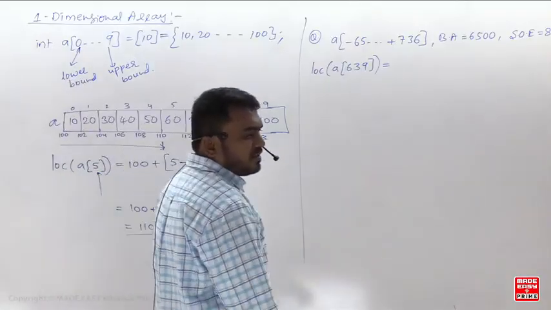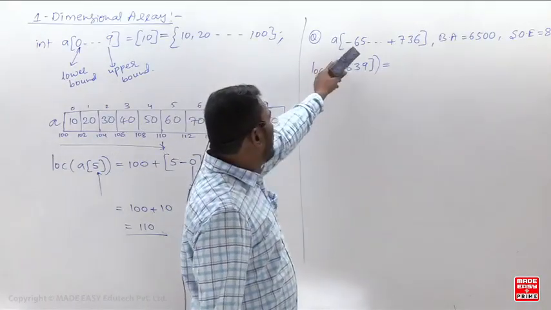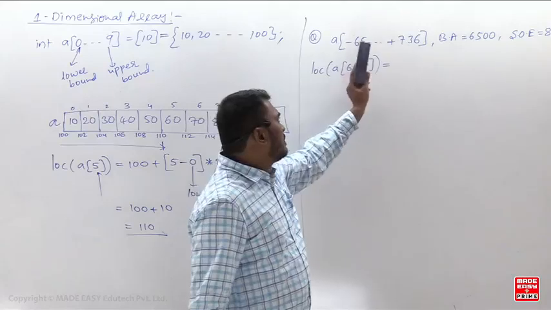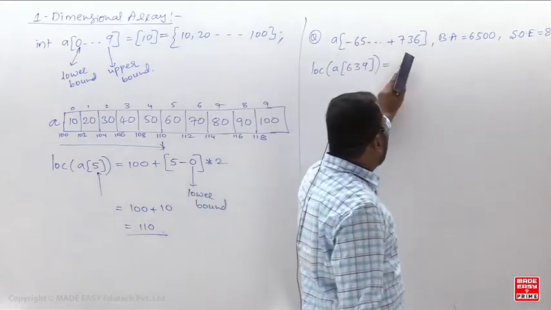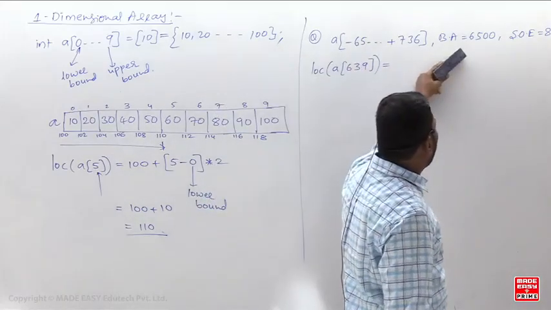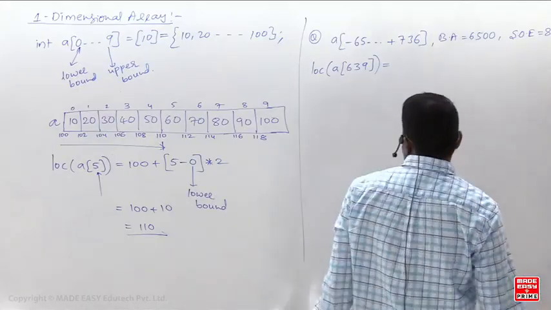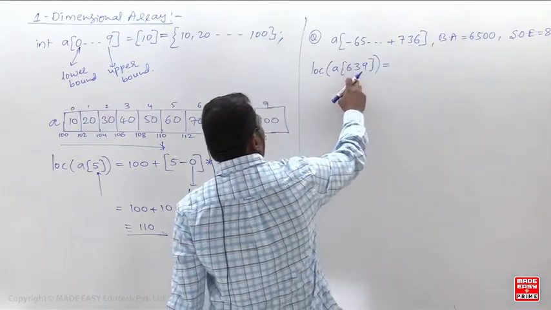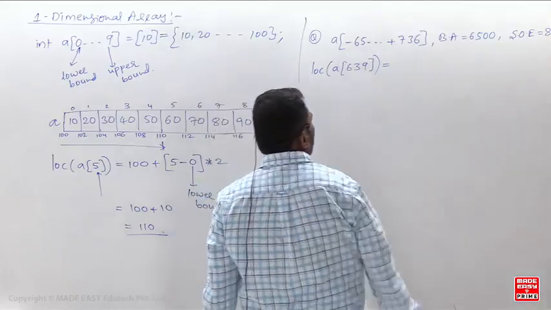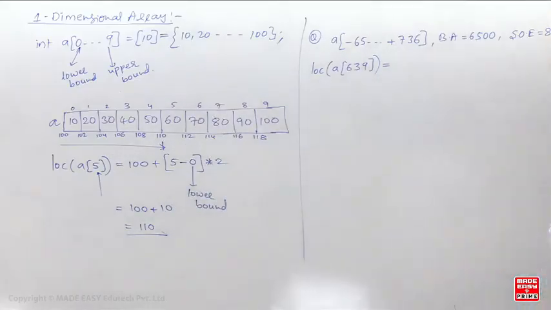So find out the location of A of 639. This is the lower bound and this is the upper bound. Lower bound is minus 65, upper bound is 736. Base address BA is 6500. Size of the element is 8 bytes. Find out that quickly. Calculation should be fast.